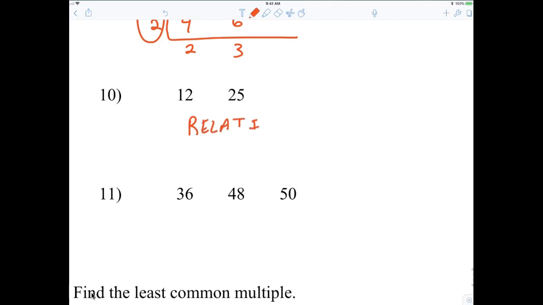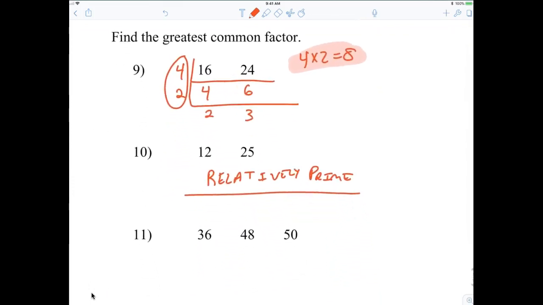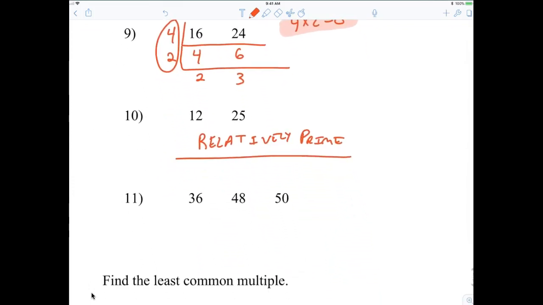For some reason though, on the quiz I was supposed to write like 1 or something. No, you're supposed to write neither. I wrote relatively prime, and then she wrote on my thing like 1. Well, actually, relatively prime means what? It means 1. So either 1 is good for you. Yeah, okay. Some teachers have a preference.